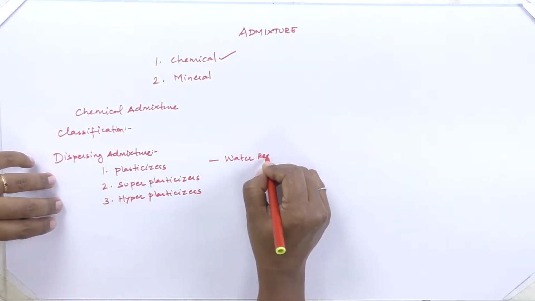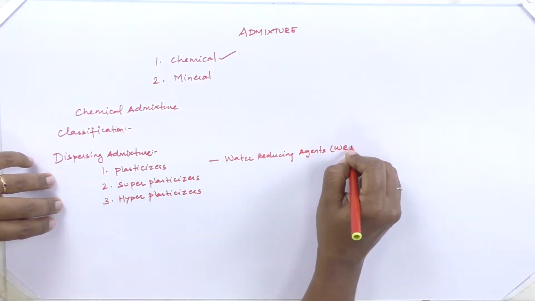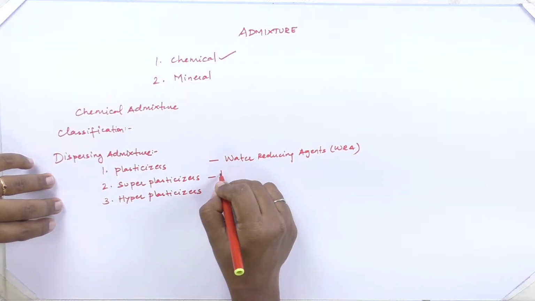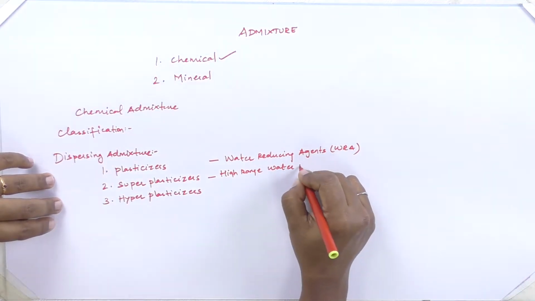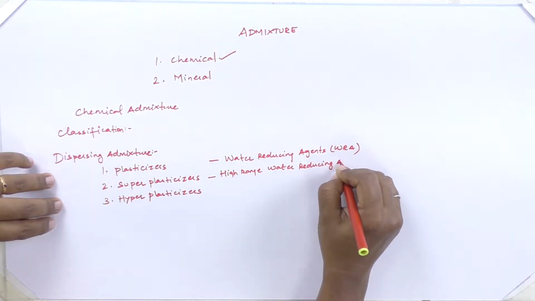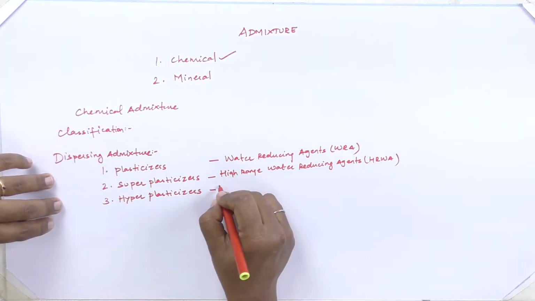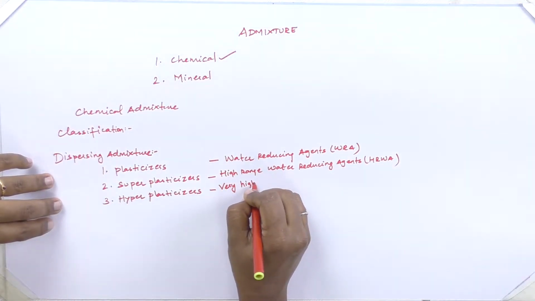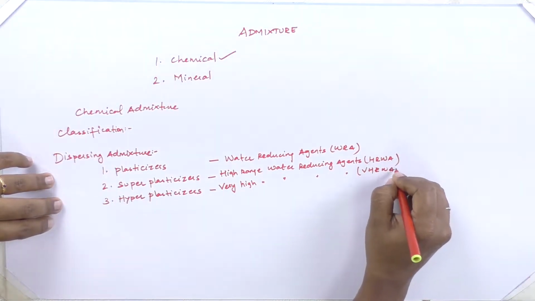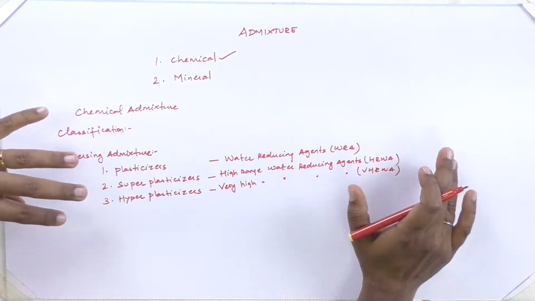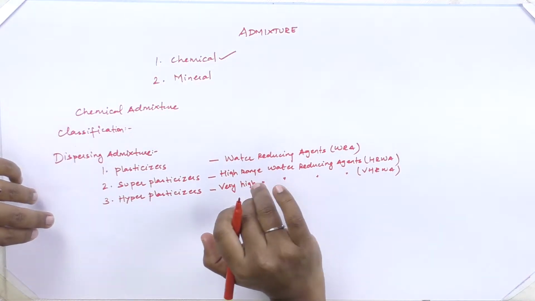water reducing agents, superplasticizers as high range water reducing agents, and hyperplasticizers as very high range water reducing agents. So they mean the same thing as what we call plasticizers, superplasticizers and hyperplasticizers.